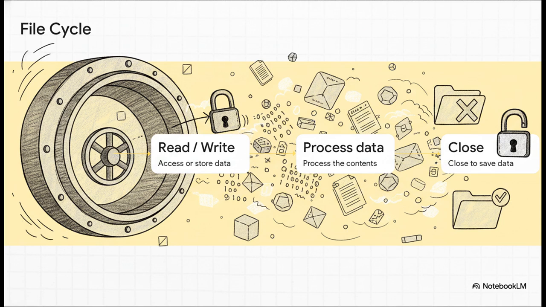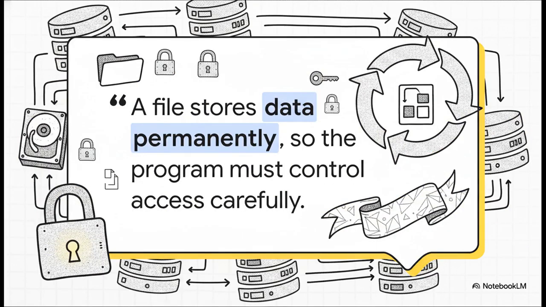If you don't explicitly unlock it and swing that heavy door open, you're not getting inside. And, maybe even more importantly, if you forget to lock it back up by closing the file, your data might not be saved correctly, and you leave system resources completely tied up. So the big takeaway here is this. A file stores data permanently, which means your program has to control access carefully. Permanent storage brings permanent responsibility. That's exactly why this four-step cycle isn't just a suggestion. It's a fundamental safeguard to keep your data intact.